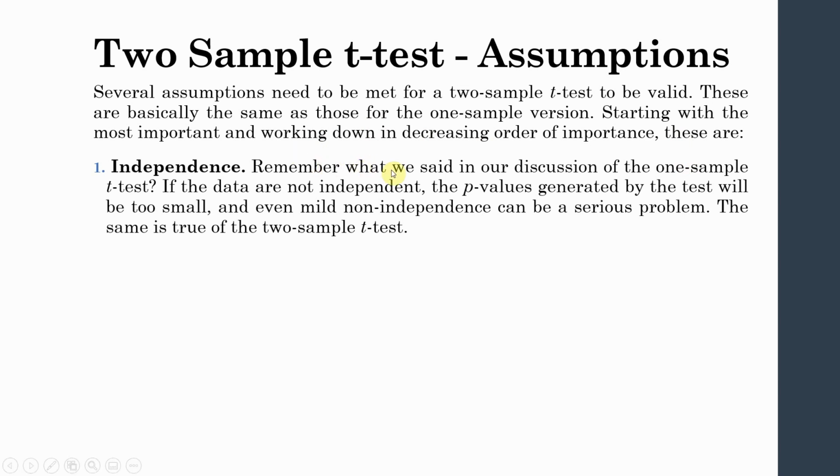Remember what we said in our discussion of the one sample t-test. If the data are not independent, the p-values generated by the test will be too small. Even mild non-independence can be a serious problem. So your data must be independent in order to run this test. A value in one category cannot be part of the other category.